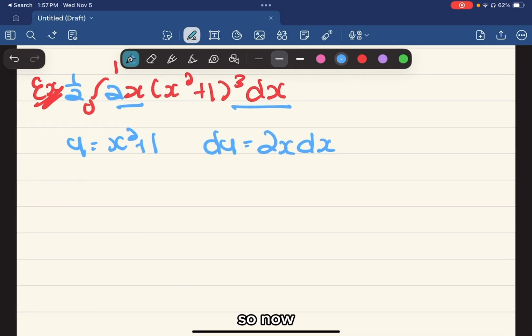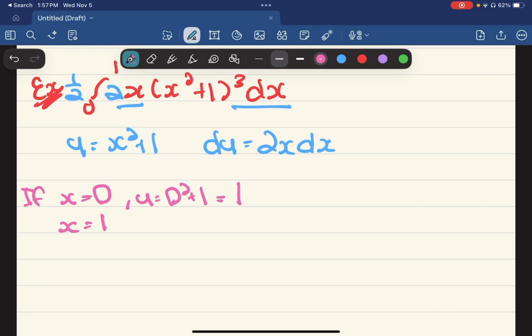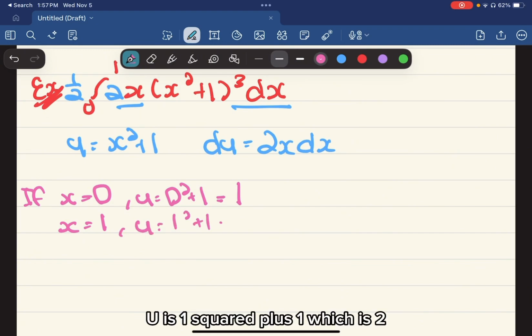So now, let's look at this u. In this u, if x is 0, u is 0 squared plus 1, which is 1. And when x is 1, u is 1 squared plus 1, which is 2.